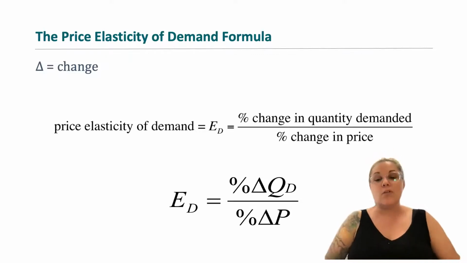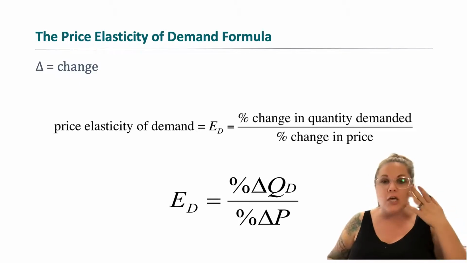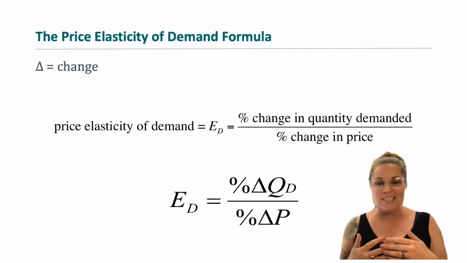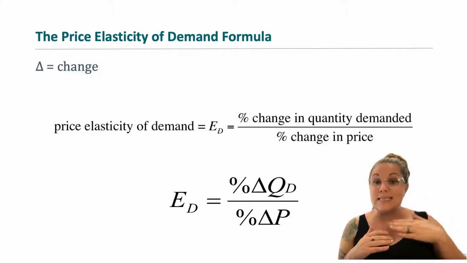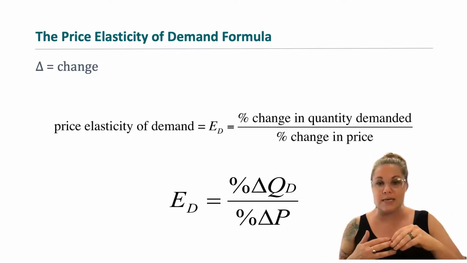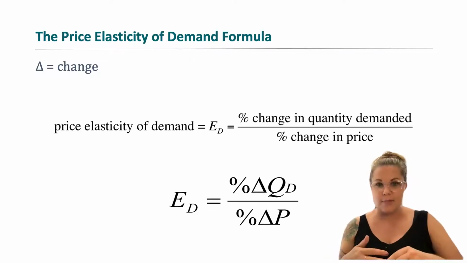Okay, so the first thing I have to say here is mathematicians use symbols often to represent words, just so that they can say things in fewer words. So this symbol that looks like a triangle is a capital delta. And mathematicians and economists use this to mean change. So when you see a delta, you can think like a change in something.